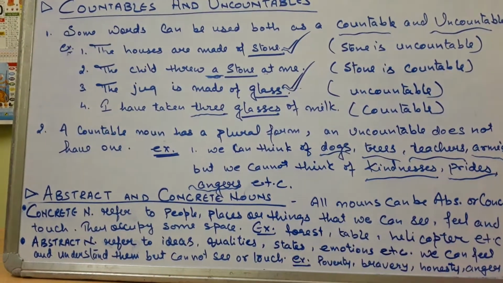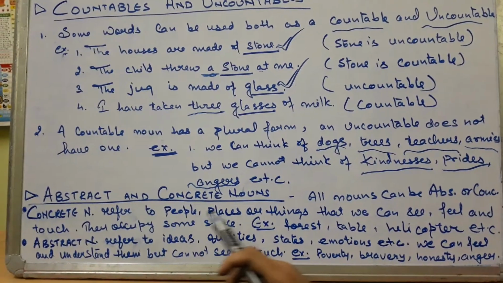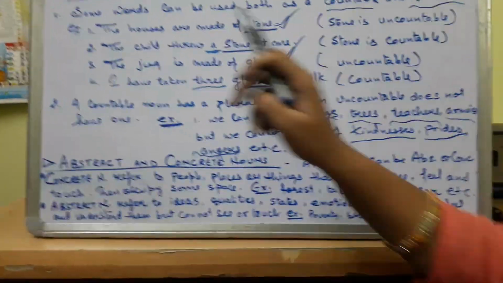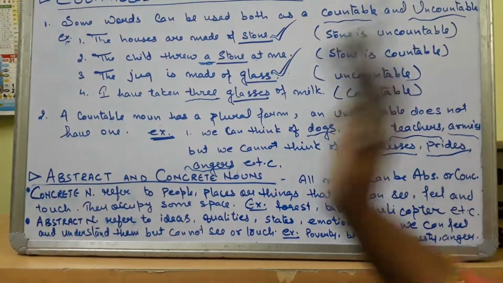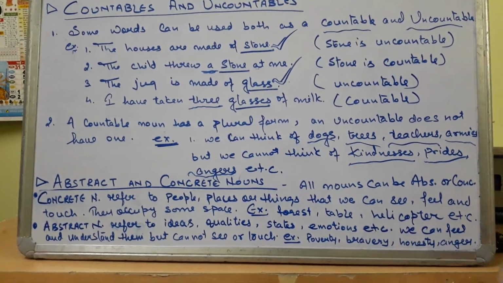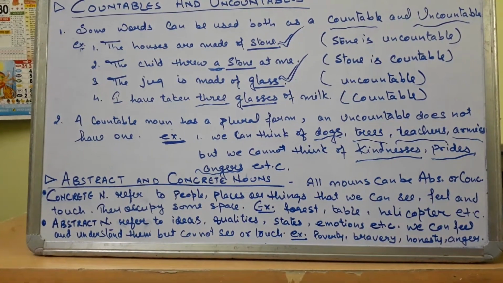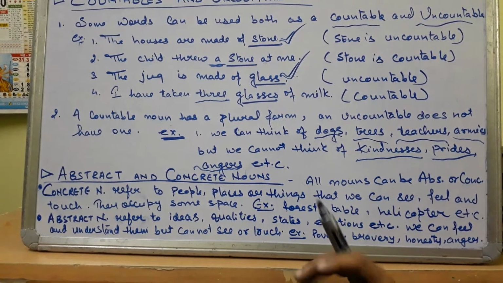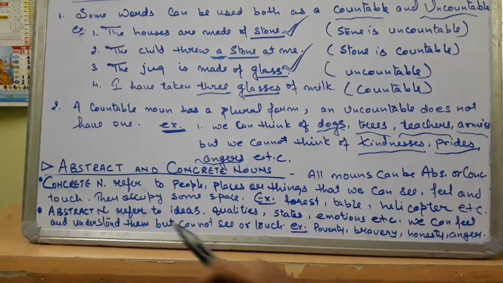Now let's move to abstract and concrete nouns. There is another aspect of looking at nouns. The one aspect was countables and uncountables: all nouns will be either countable or uncountable. Similarly, all the nouns that we study are either abstract or concrete, right? Now let's see what a concrete noun is.